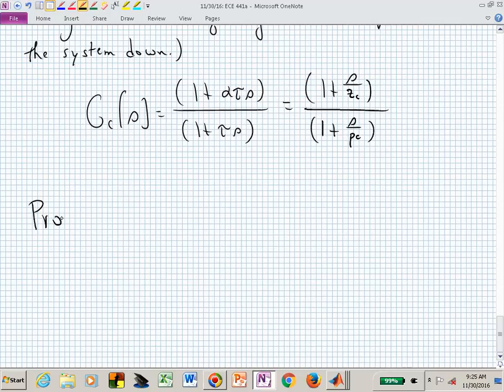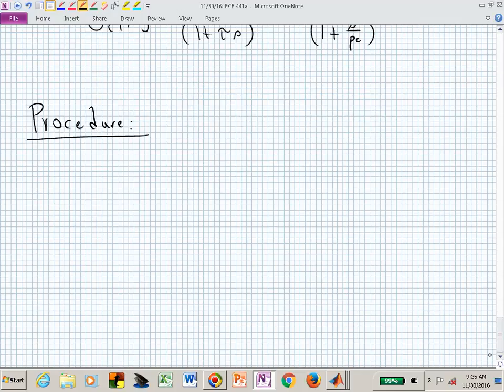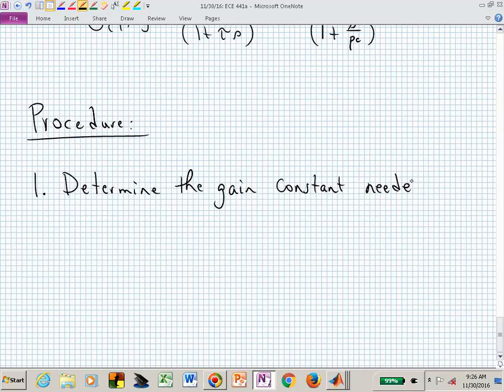Here's the procedure, and this will be helpful in homework number 9 to know these different procedures. The first goal of a Bode plot design is to try to achieve the steady state error spec. And that requires that we figure out what gain we need. So the first step is to determine the gain constant needed to satisfy the steady state error spec.